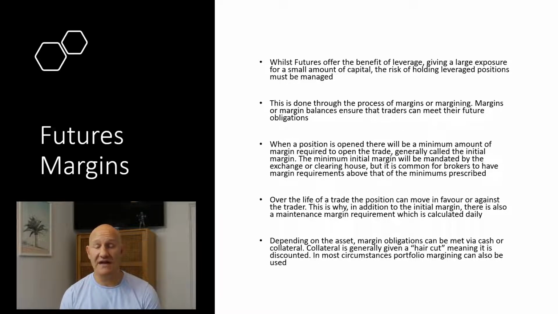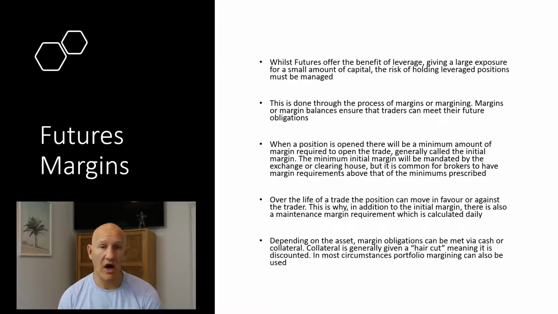Depending on the asset, you can meet your total margin obligation through cash or collateral. Now, cash is taken at 100% of its value, but collateral is generally given a haircut. All that means is it's discounted, so you don't get the full value of your collateral to offset any margin requirements.